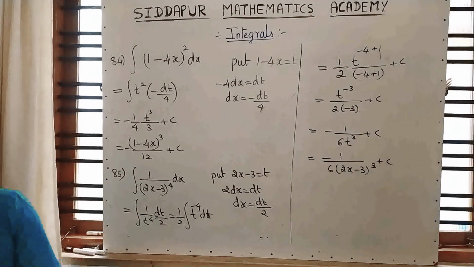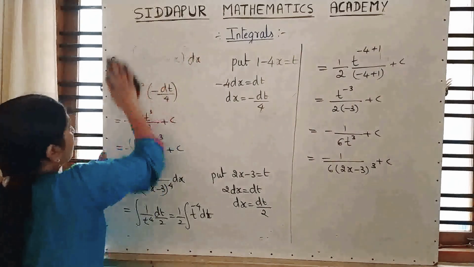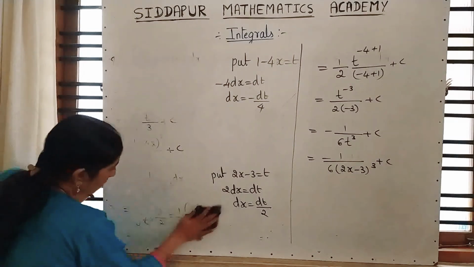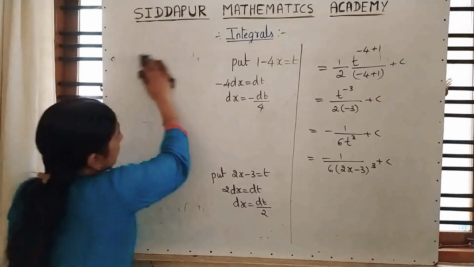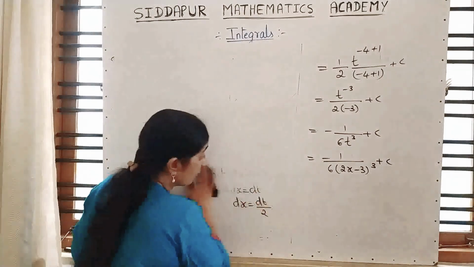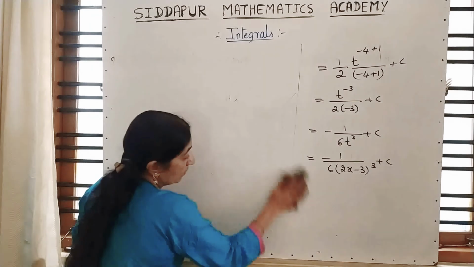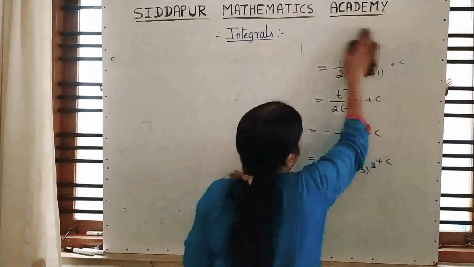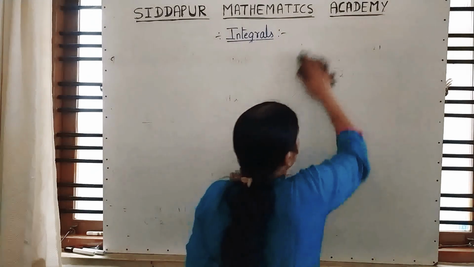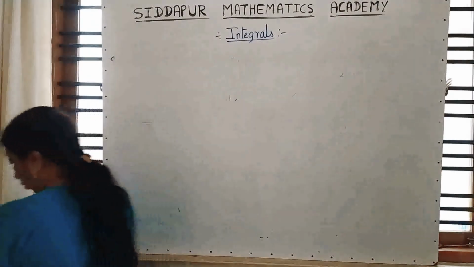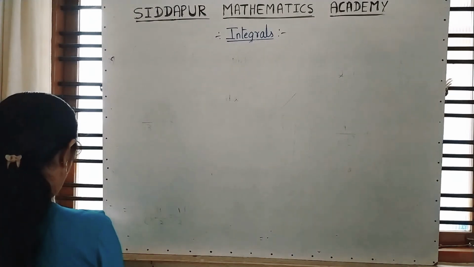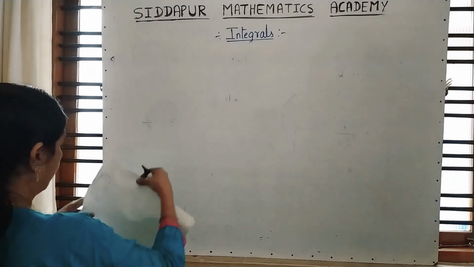Moving to the next question, question number 86. They are very simple. See, if you are thorough in this, easily you can solve 7.2 and 7.3 both, because they are related to each other. One is with the trigonometric and one is method of substitution. Question number 86.